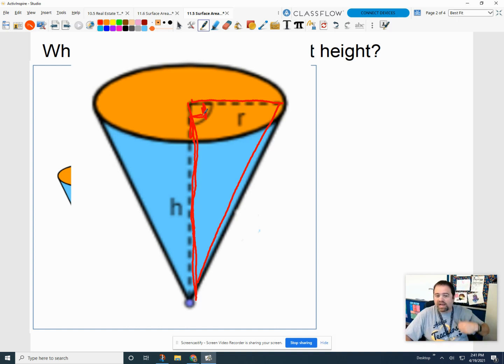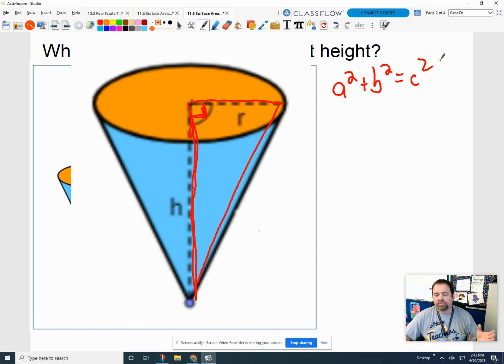We haven't talked about this guy in a while, but I've got a right triangle in there. So if I know the radius and the height of the cone, which is probably a better way to give the measurements, I can calculate that slanted piece that I need to move forward and find the surface area. So we're going to have to go back and use our old friend, the Pythagorean theorem.